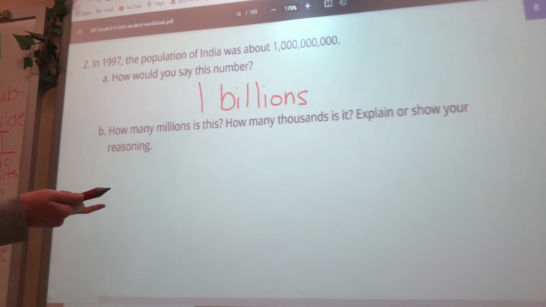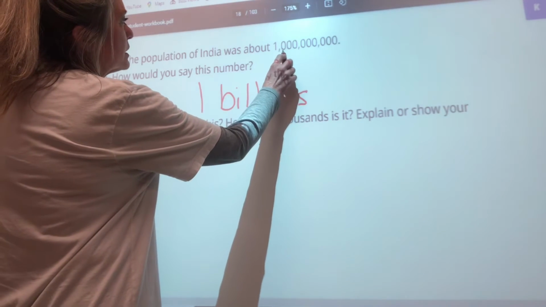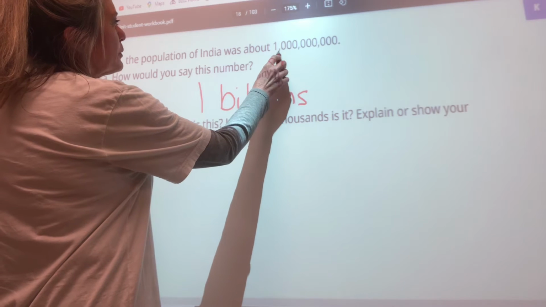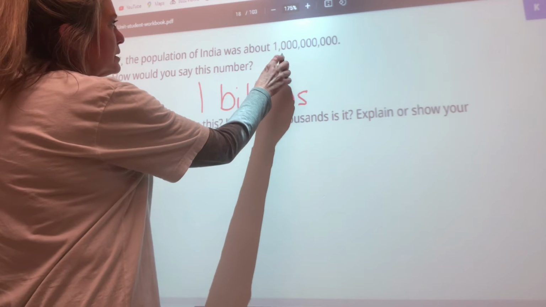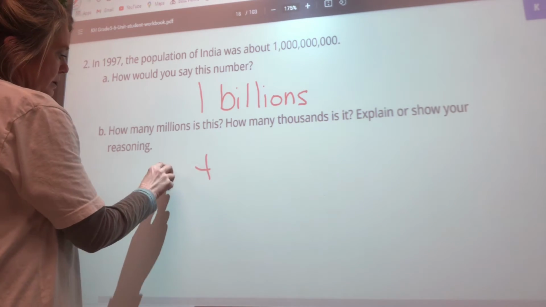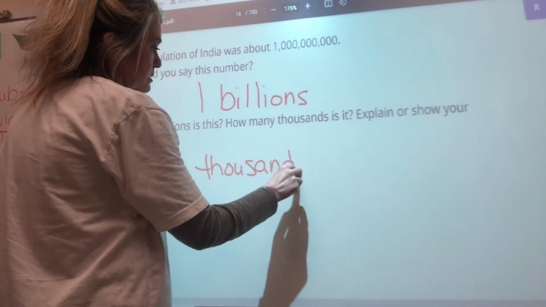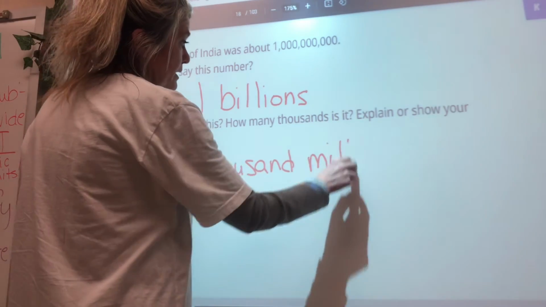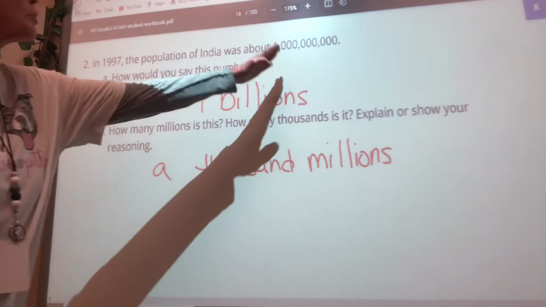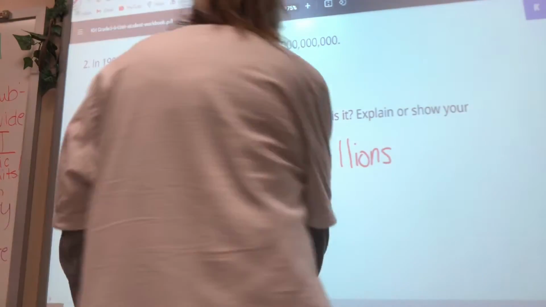And then it says, how many millions is this? Well, if we think back to our previous one, if this is the 100 millions place, if I went one more, I would be in the 1,000 millions place. So this would be 1,000 millions. But it's way easier to keep up with and think about it if we go ahead and once we cross another 3, we change to billions.